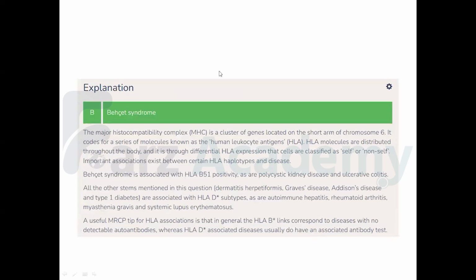So Behçet, the major histocompatibility complex, is a cluster of genes located on the short arm of chromosome 6. It codes for a series of molecules known as HLA. HLA molecules are distributed throughout the body, and it is through differential HLA expression that cells are classified as self or non-self. Important associations exist between certain HLA haplotypes and diseases. Behçet syndrome is associated with HLA B51 positivity, as are polycystic kidney disease and ulcerative colitis. All other stems mentioned in this question, dermatitis herpetiformis, Graves', Addison's, and type 1 diabetes, are associated with HLA-D subtypes.